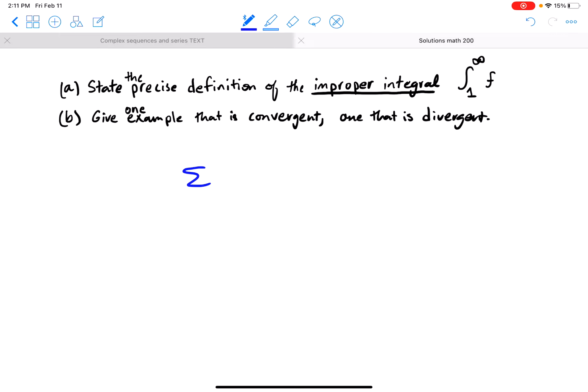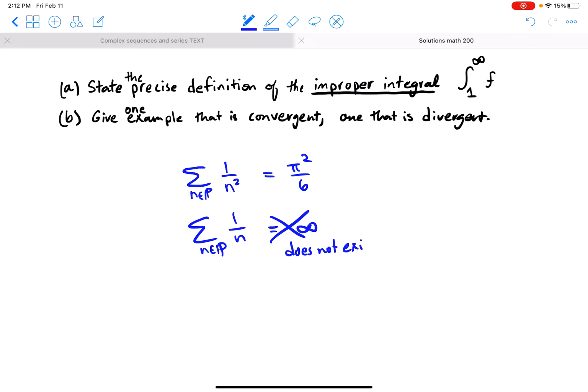Remember that the sum of 1 over n squared is going to be pi squared over 6. We have not shown this, but the sum of 1 over n, over all natural numbers, or maybe it's positive numbers, is equal to infinity. In other words, it's not equal to anything, and it does not exist. We could say it diverges.